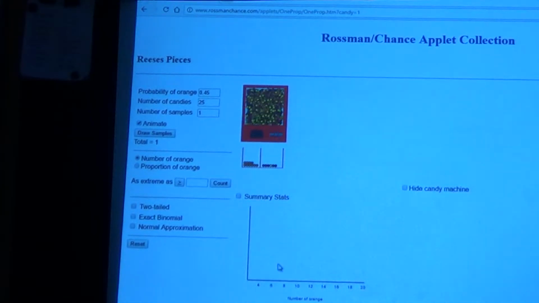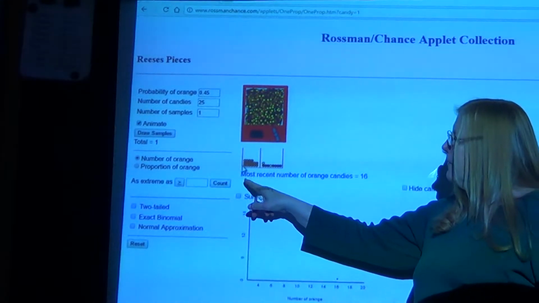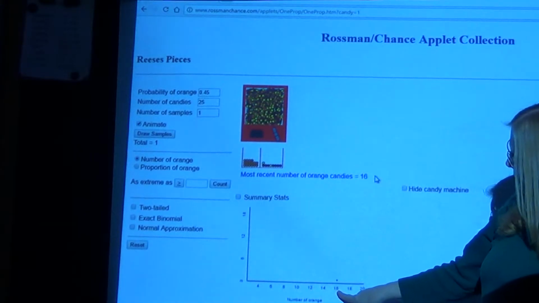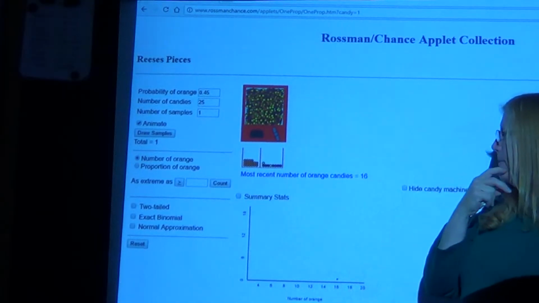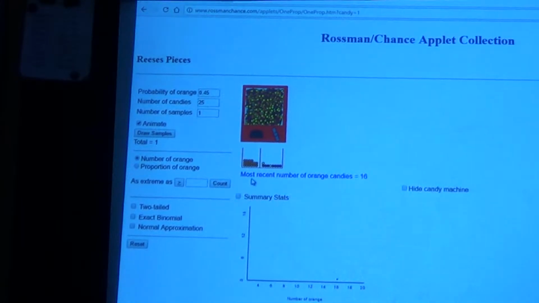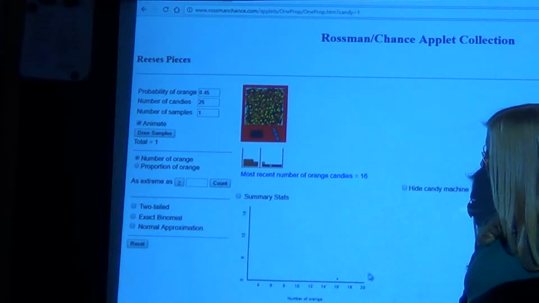I was wondering what that black thing was. It's like the dispenser. All right, so how many of our 25 are orange? They graphed it as well, so it's at 16. Does it look like 16 in there? Yeah. All right, so our first sample, there was, oh, I don't want the number.